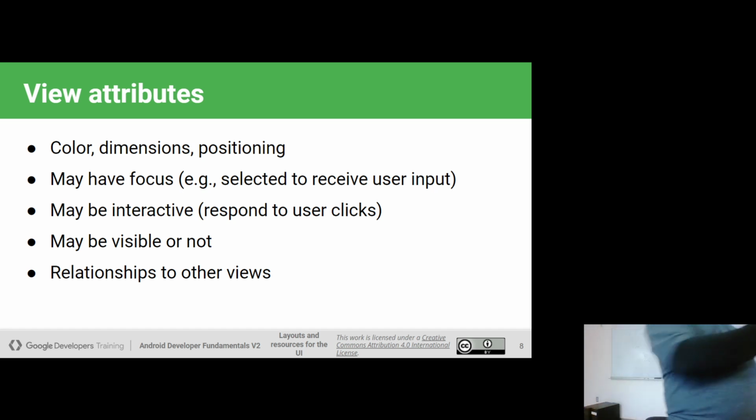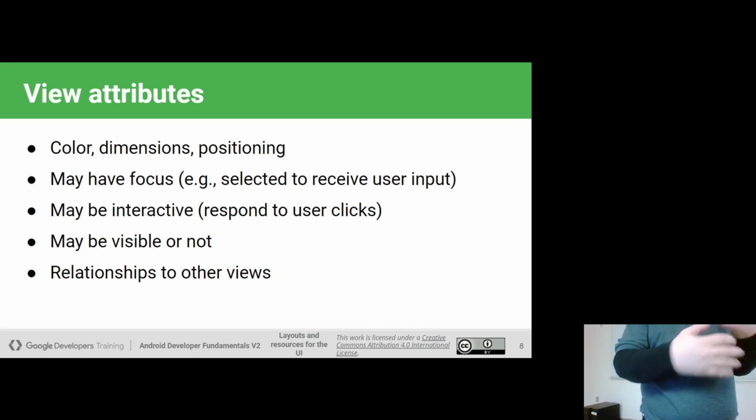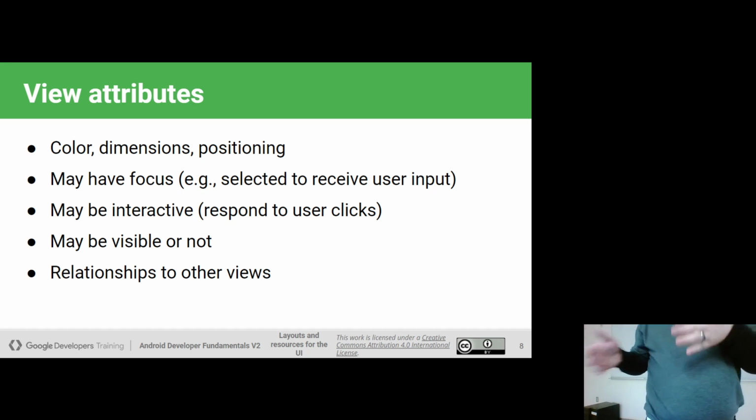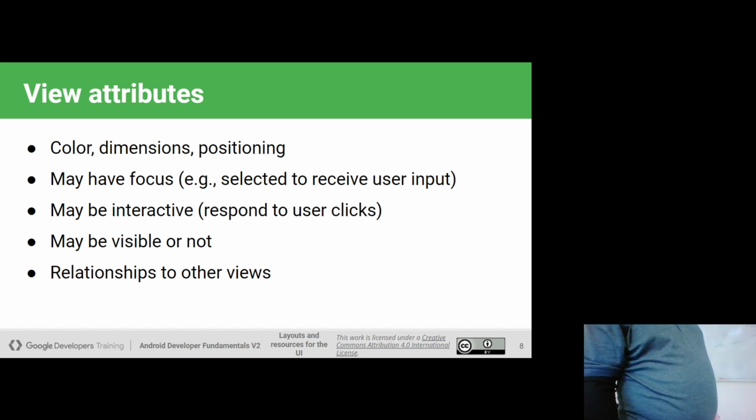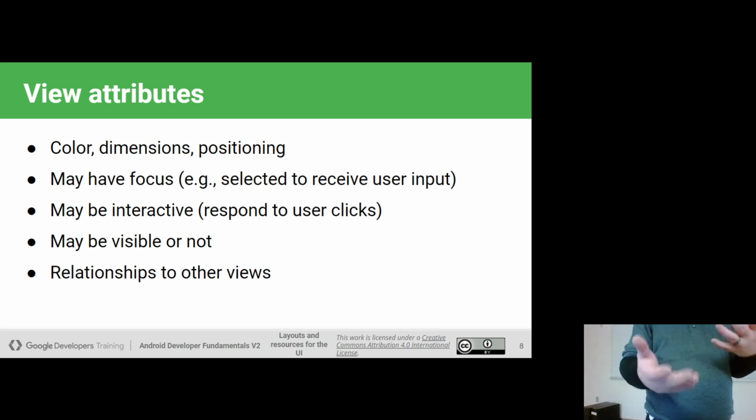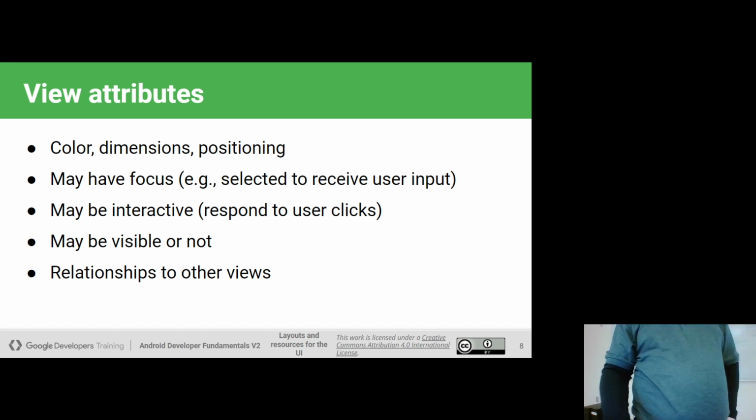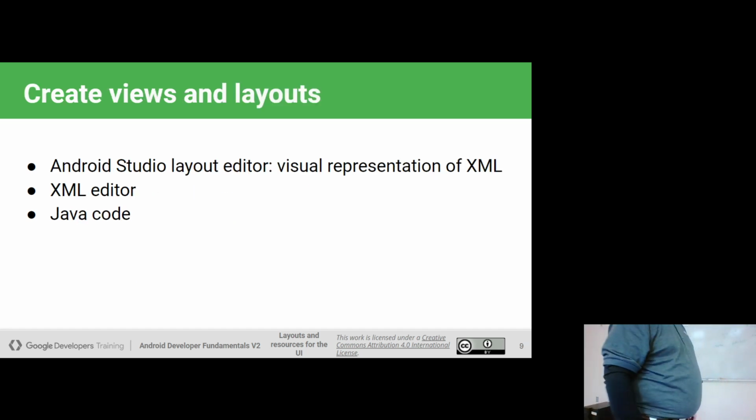And then you've got gone, which means that they're not visible and their space is collapsed. They're out of the layout hierarchy. So when we look at visibility, you've got to recognize that it's on three states instead of two. We can also have relationships between the different views, and that's where we're having constraints to say this view needs to be underneath that one, or to the left or to the right of another view.